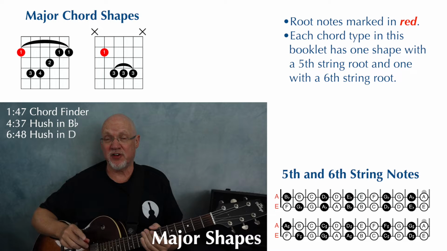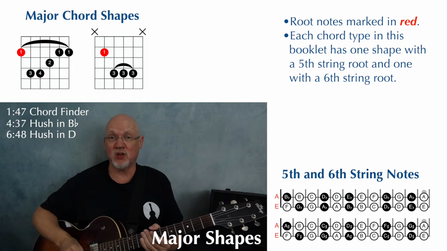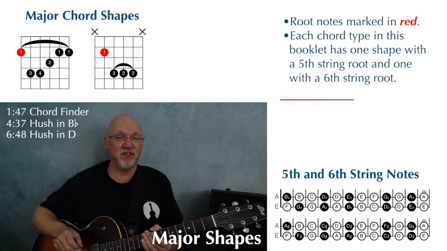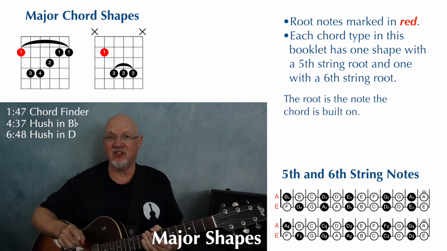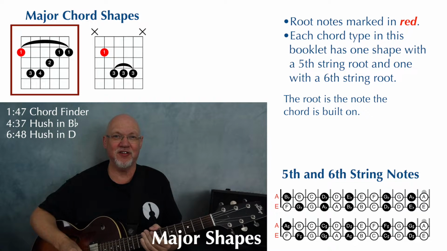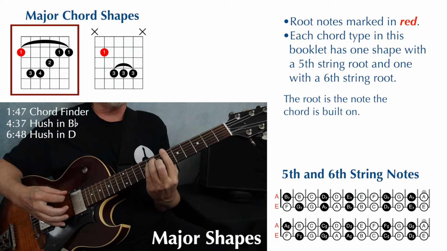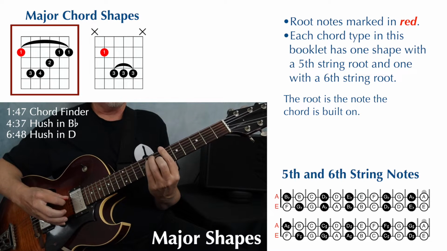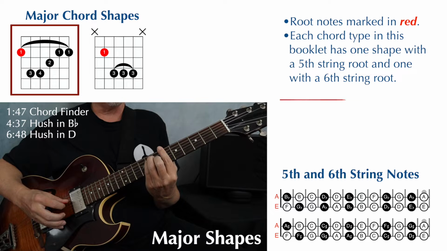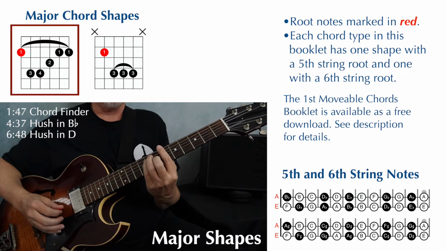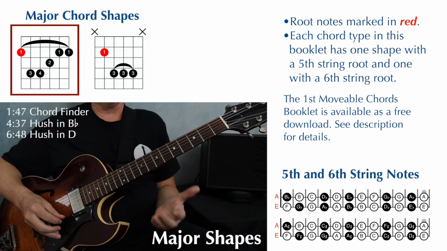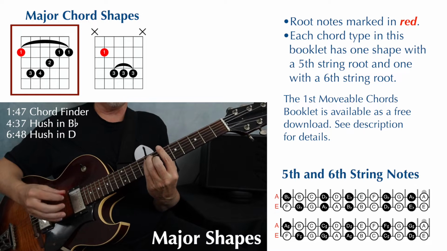On top of page 3, we have 2 movable major chord shapes. One with the root on the 5th string, one with the root on the 6th string. Let's take a look at the 6th string root first. Finger 1 is playing the root on the 6th string. Then we have finger 3, 4, 2, and then 1 and 1. So finger 1 is barring strings 1 through 6 for this shape.